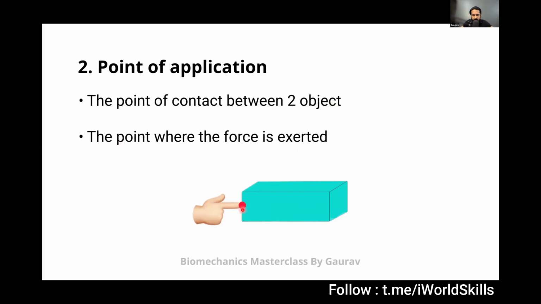So in this scenario, this is the point of application of force that I am applying on this blue colored block with my finger. You can see this is the point of application of force, correct? And this point of application of force can be represented using a small red colored circle or a small red colored dot that you see over here, correct? So point of application is the point where the force is being exerted. Very important for us to identify the point of application first before we can do our analysis, correct?